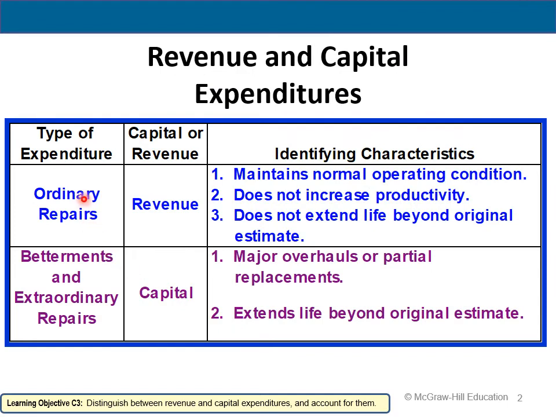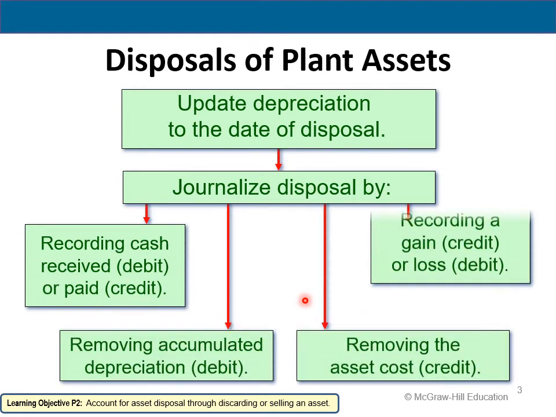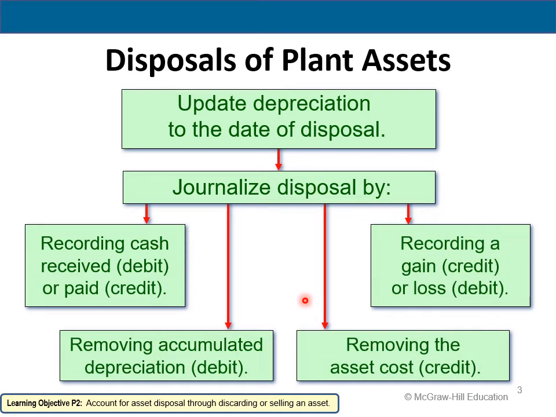So this kind of sums up what I was just saying. Ordinary repairs and maintenance, revenue expenditures, go directly to the expense account and the income statement in that period. Betterments and extraordinary repairs are capitalized and depreciated, things that extend their life or add new functionality. Of course, we'll spend some time journalizing revenue and capital expenditures.